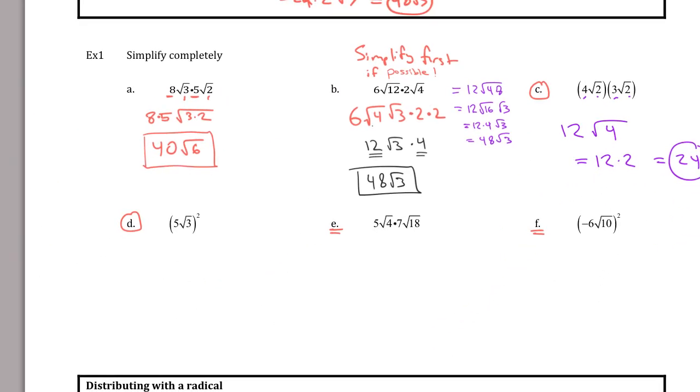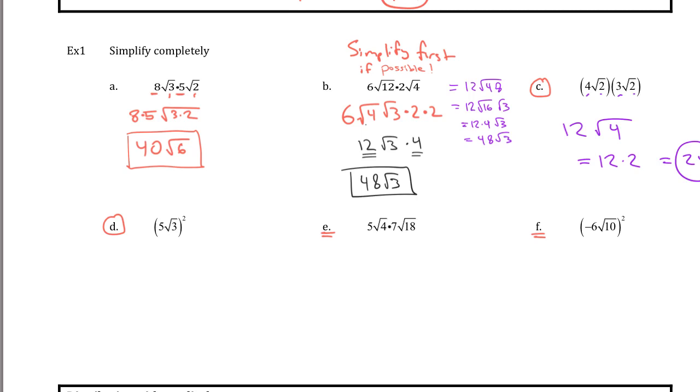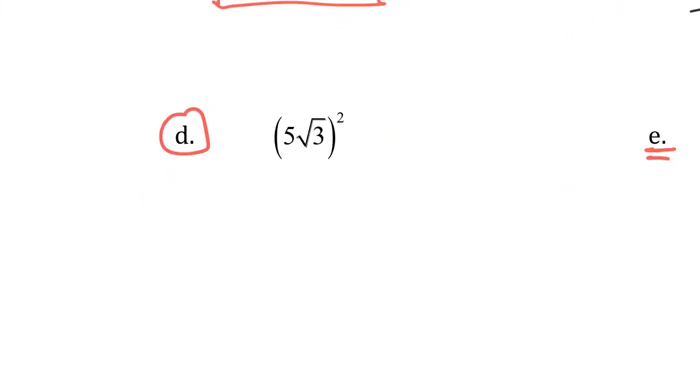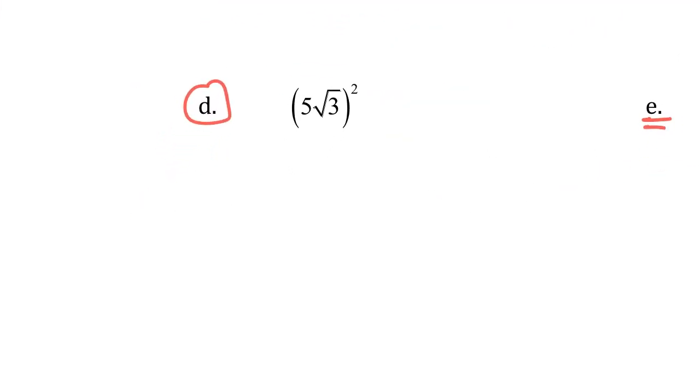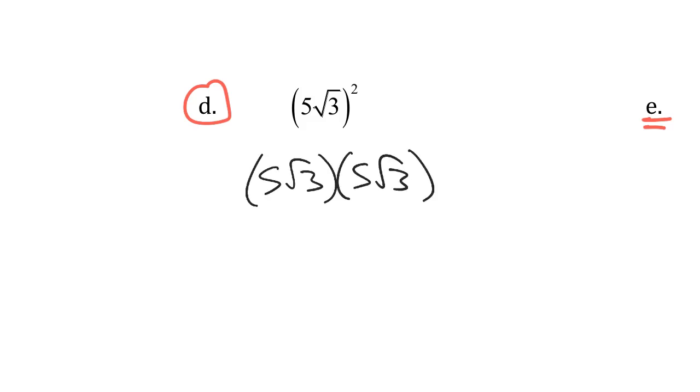Moving on. Problem D says 5 root 3 squared. Okay. This means 5 root 3 times itself. So write it out: 5 root 3, 5 root 3. There's no addition symbols, there's no distributing, it's just 5 root 3 times itself.